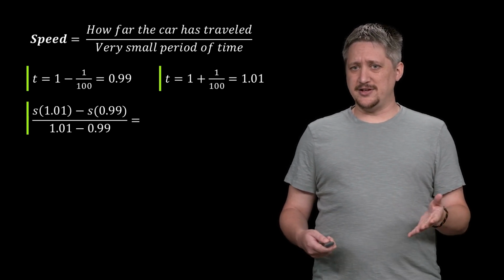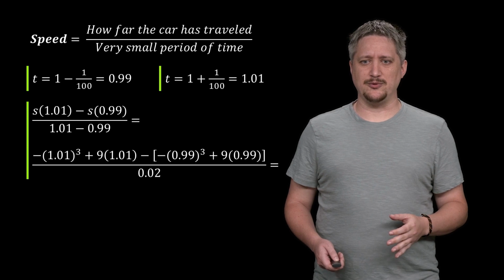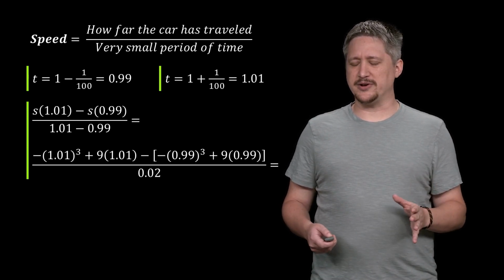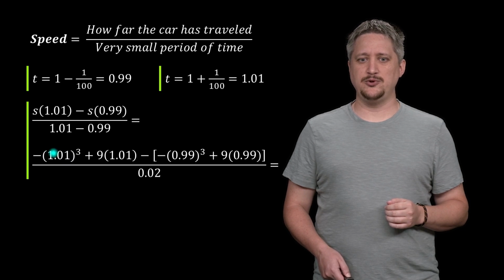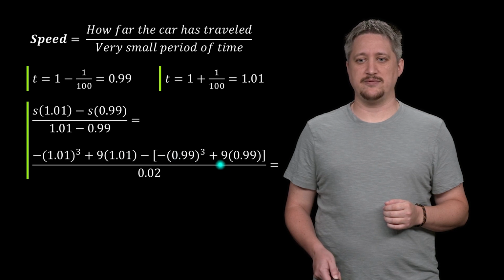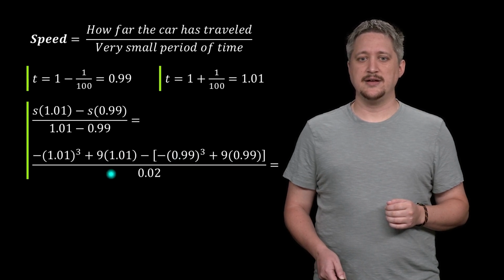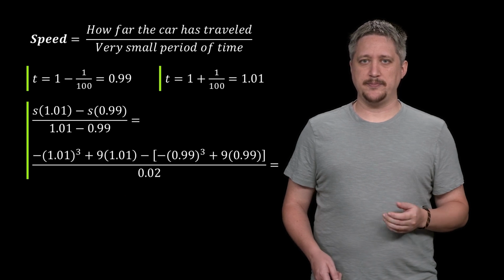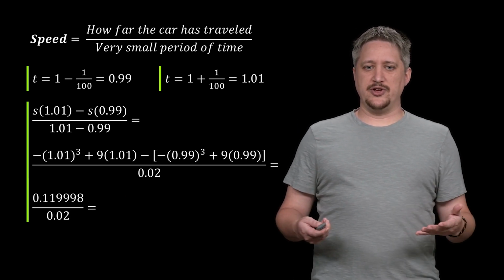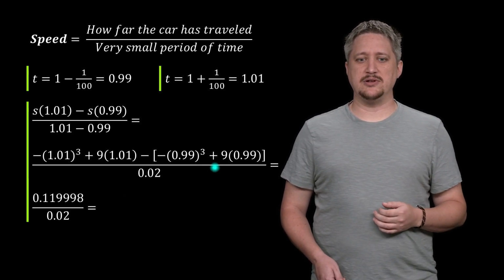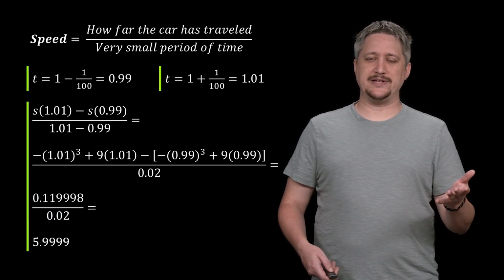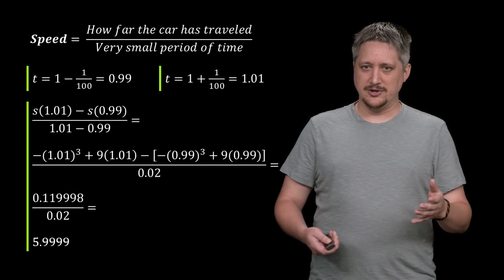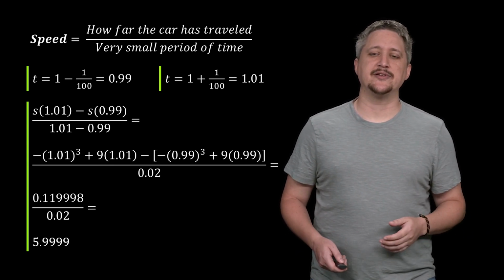This is going to look kind of messy because it's a big function, so bear with me. All I'm doing is applying the function. s of t was the input cubed with a negative, plus 9 times that input, and then I'm subtracting off when I plug in 0.99, and the bottom I can simplify to 0.02. Crunching all those numbers together, I get a pretty ugly looking fraction, but nonetheless I get a number which I can simplify to 5.9999, or roughly just under 6 units.